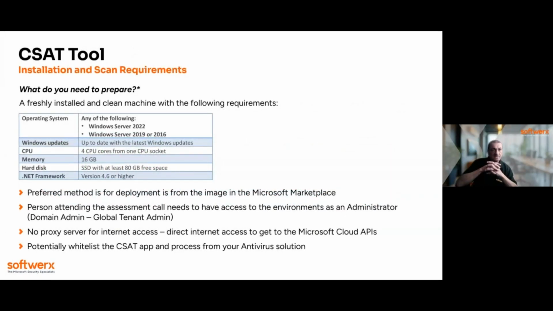The CSAT tool installation and scan requirements are quite straightforward. Hopefully you can see from the graphic there. We just need a Windows server, 4 CPUs, 16 gig of memory and hard disk. However, our preferred method, and actually every scan that I've performed recently, has been using a Microsoft Marketplace image. So that's a very quick deployment into Azure.